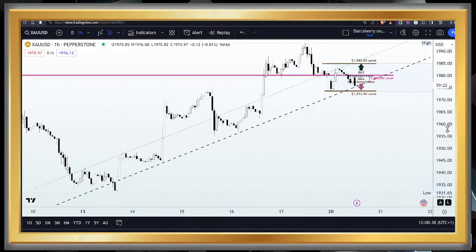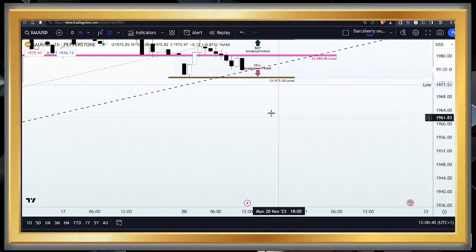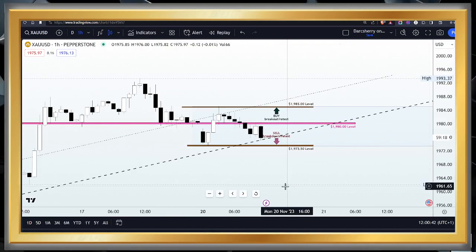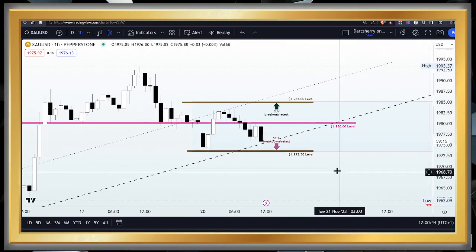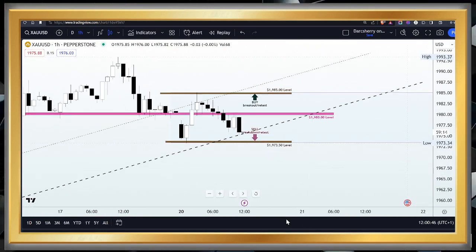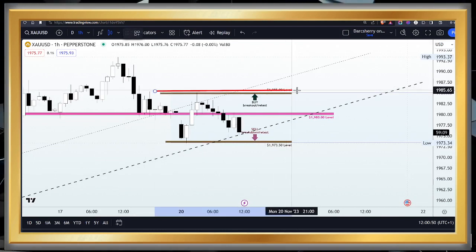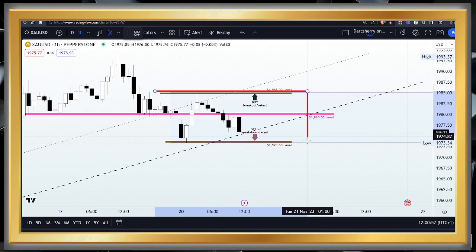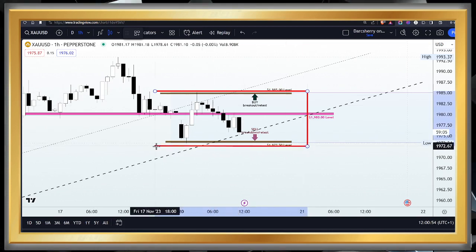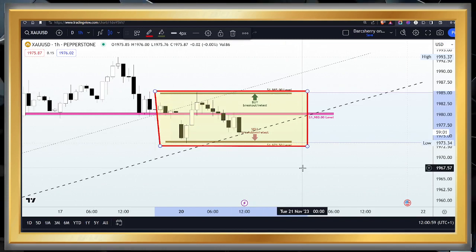Now, in addition to the ascending trend line, you will see that since the beginning of this week, price action has been confined within a range that is between the 1985 level and the $1,973.50 level, to emphasize the uncertainty that is going on in the market right now. And of course, you know how we do it in this community.